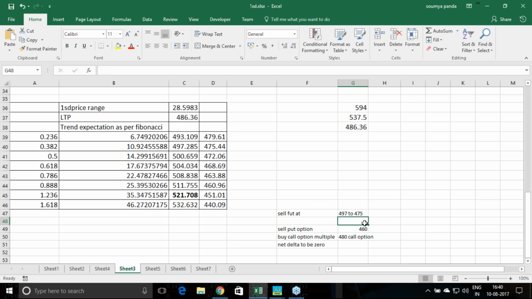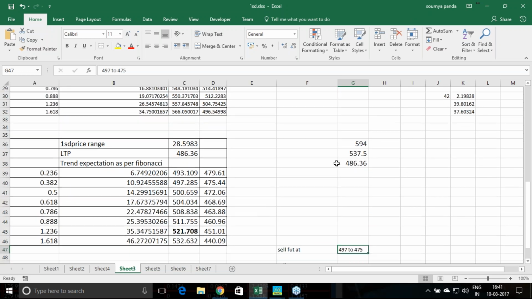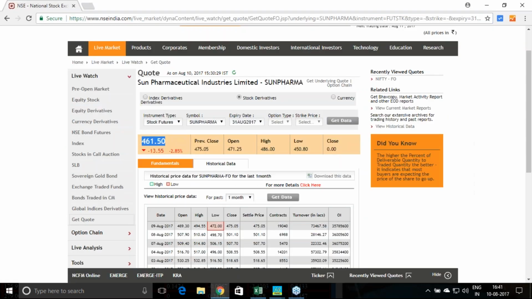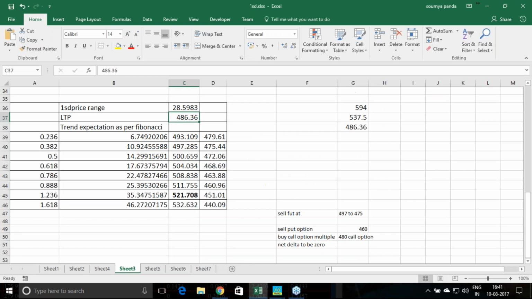If you are selling the future, we are currently at the 460 level. This is the level where we should have sold it, but currently we have moved beyond that. I'm just taking a reference from today's price, 461.5. This is the price we would have sold, however we could not do it. So from where we are currently, let us start.